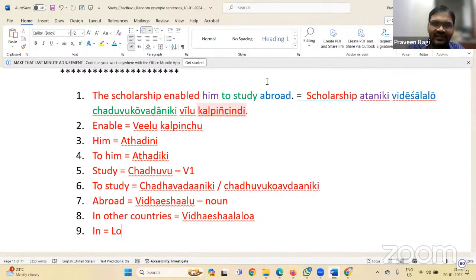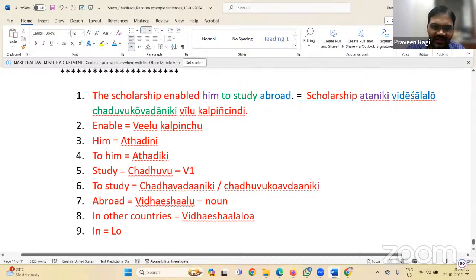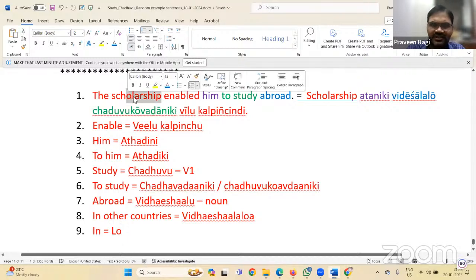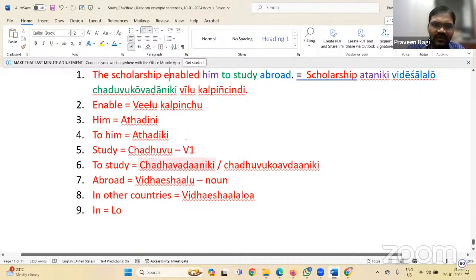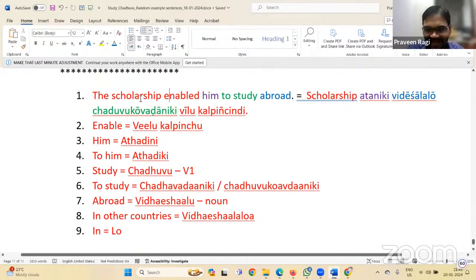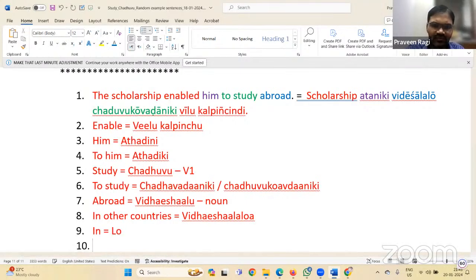So the first structure, if you look here, there is some kind of activity or some kind of noun, then "enabled", which is a verb, then "him". Let's extract this structure and practice. So here I will write: noun plus enabled plus object pronoun. Now let's have some practice.